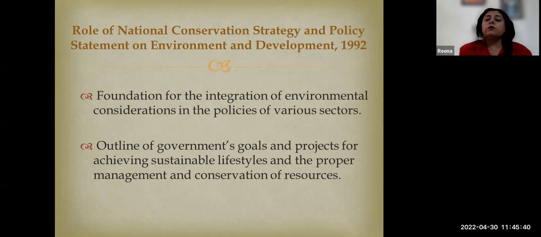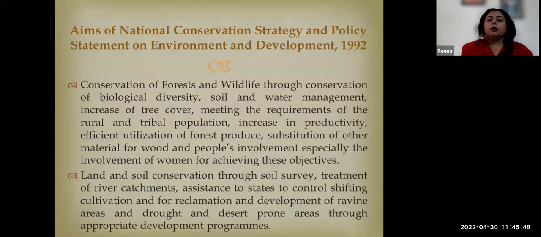It also gives the government an outline of goals and projects they have to ensure for achieving a sustainable lifestyle. These are the aims of the national conservation strategy which I have discussed: conservation of forest and wildlife, biodiversity, tree cover, and meeting the requirements of the rural and tribal population. If you go through these policies as a theoretical compilation, you will find it very boring. But if you go through it while understanding the implication of each policy, what meaning it wants to convey, and what objective it wants to fulfill, then you will be able to appreciate the national conservation strategy.